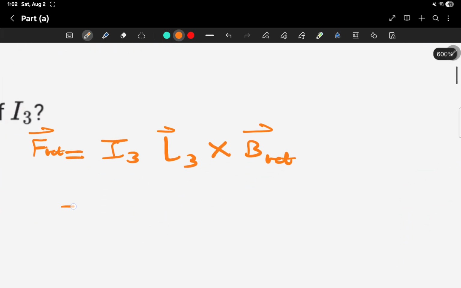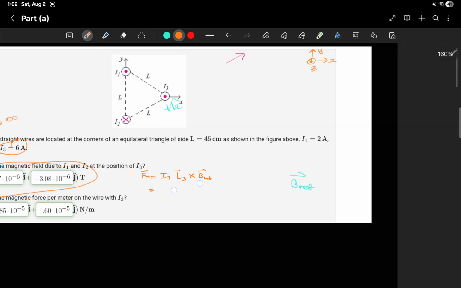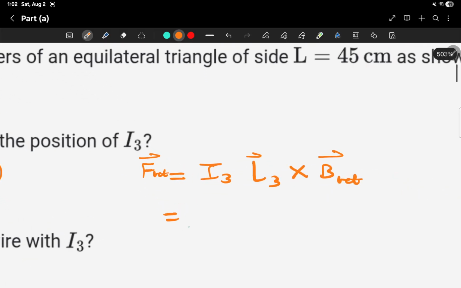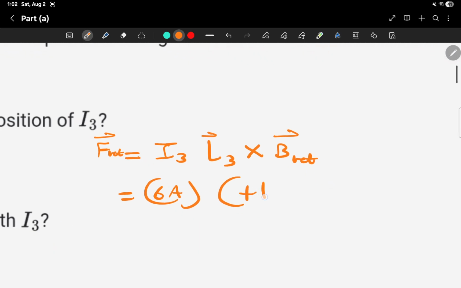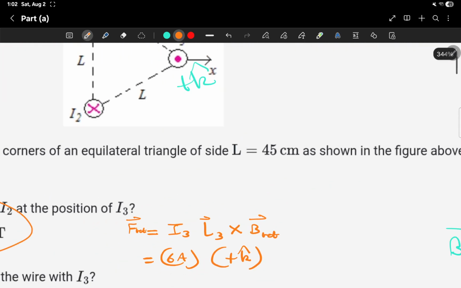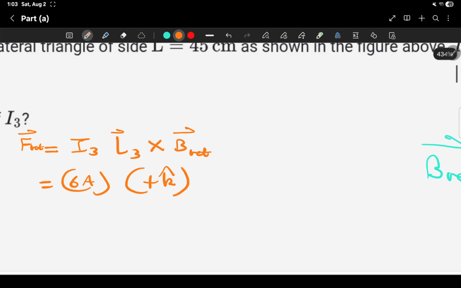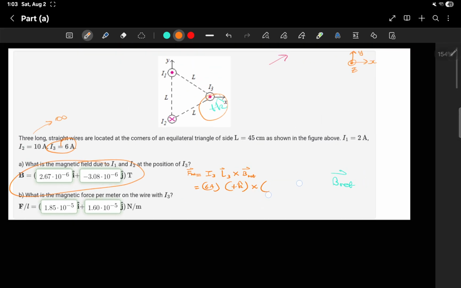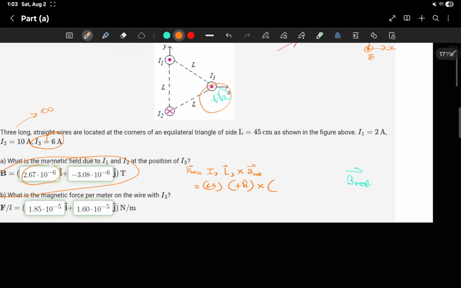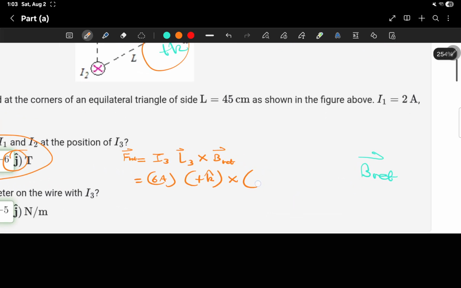So we do the following. I3 was 6 amperes times positive K hat, that's the direction of this guy, crossed with the net magnetic field. Instead of plugging in the values of the net magnetic field, I'm just gonna deal with the components first, just the i's and the j's. So it's I minus j, like that.